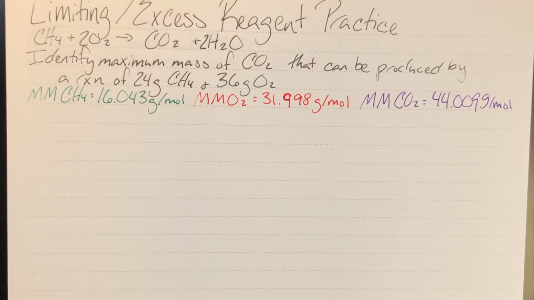Today we will be practicing figuring out which is my limiting and which is my excess reagent. So my first example here, I have the combustion of methane, and my actual question states, identify the maximum mass of carbon dioxide that can be produced by a reaction of 24 grams of methane and 36 grams of oxygen.